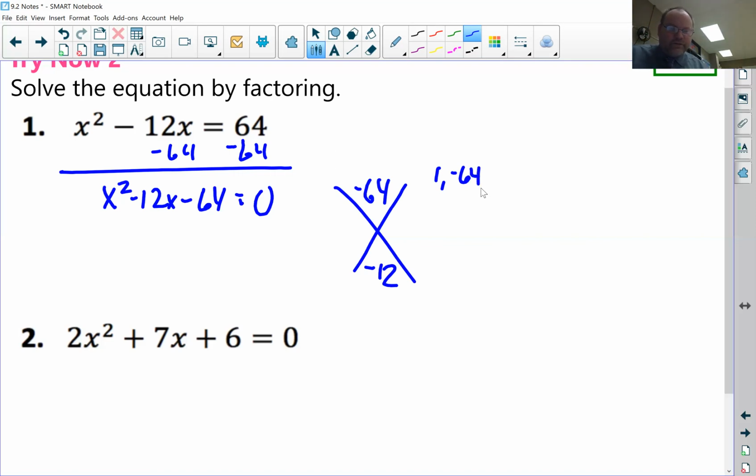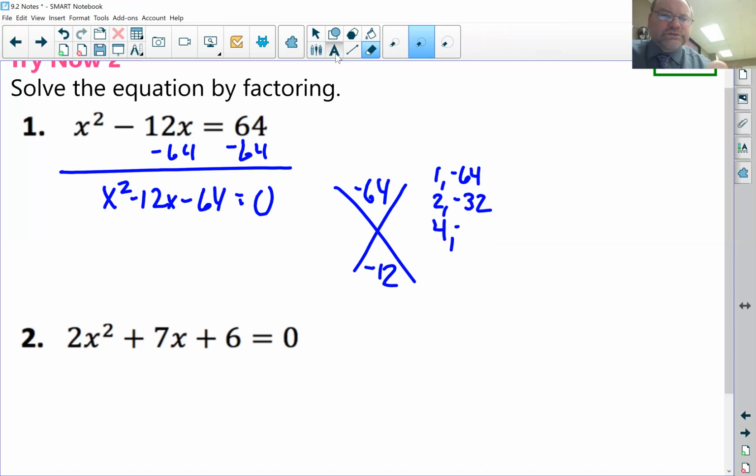That doesn't add to negative 12. So then I try 2 and negative 32. That doesn't add to negative 12. 3 is not going to divide into 64 because 6 plus 4 is 10, 1 plus 0 is 1, and 3 doesn't divide evenly into 1. 4 will divide into 64. Nope, that's wrong. 4 and negative 16, and if I add those together, I do get negative 12.